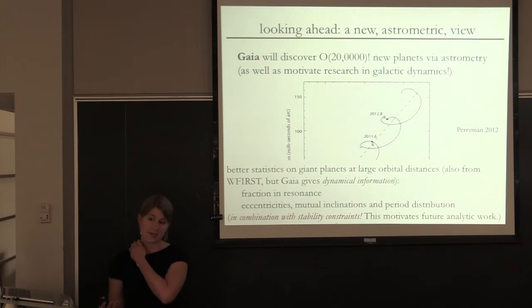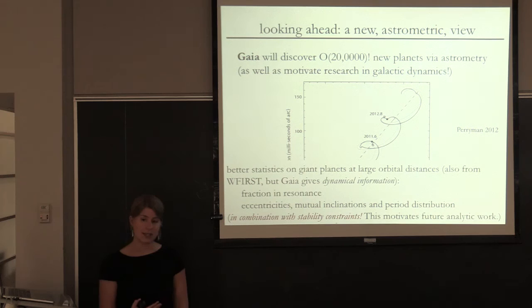From that, I think we're going to get a better estimate of the fraction of these gas giant systems that are in a resonance. We'll get a better idea of their eccentricities and mutual inclinations, and so on. Just as an aside, I think that some of these systems are not going to be very well characterized from the Gaia data alone, and so combining the Gaia data with the requirement of long-term stability could refine system parameters for some of them. That also motivates thinking about stability of these high-mass systems as well.